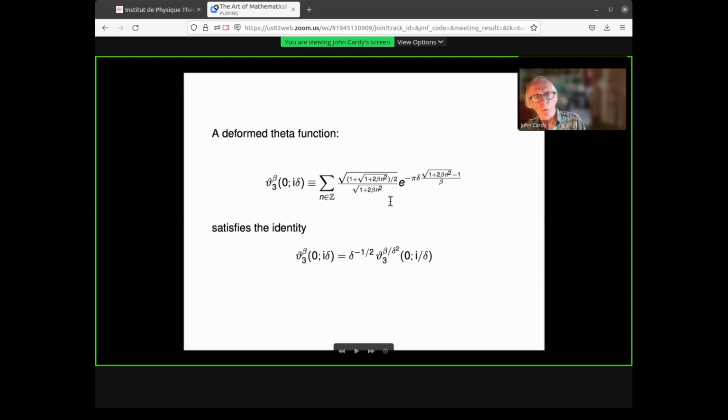If you try to prove this, by the way, using the Poisson sum formula, you get into some difficulties because you end up with an integral that you can't do easily. But I'm going to show you a way around this, which is going to be much more general.